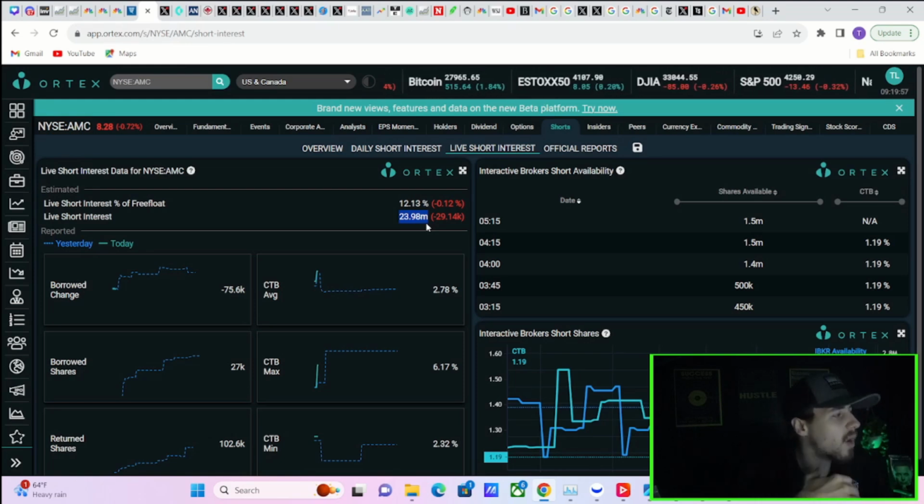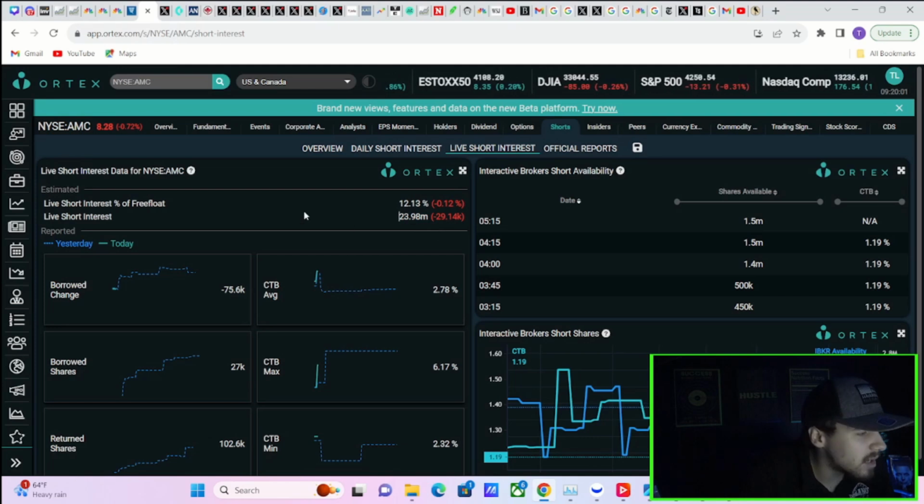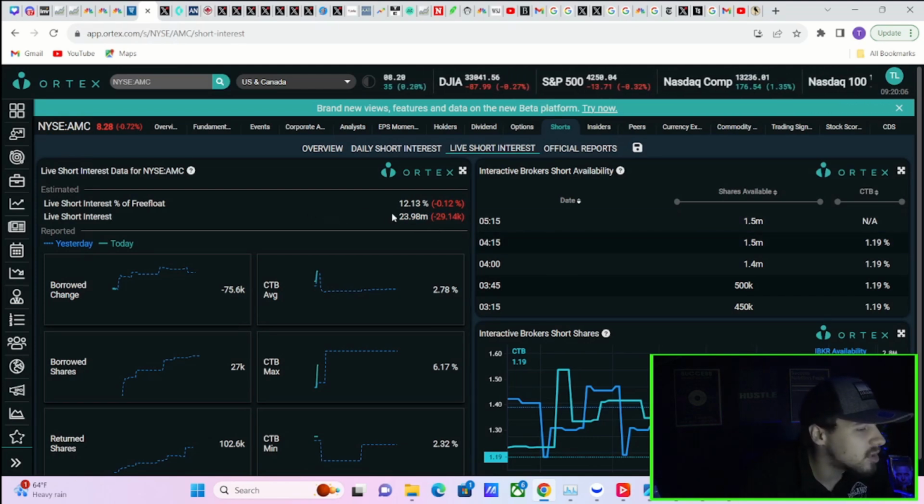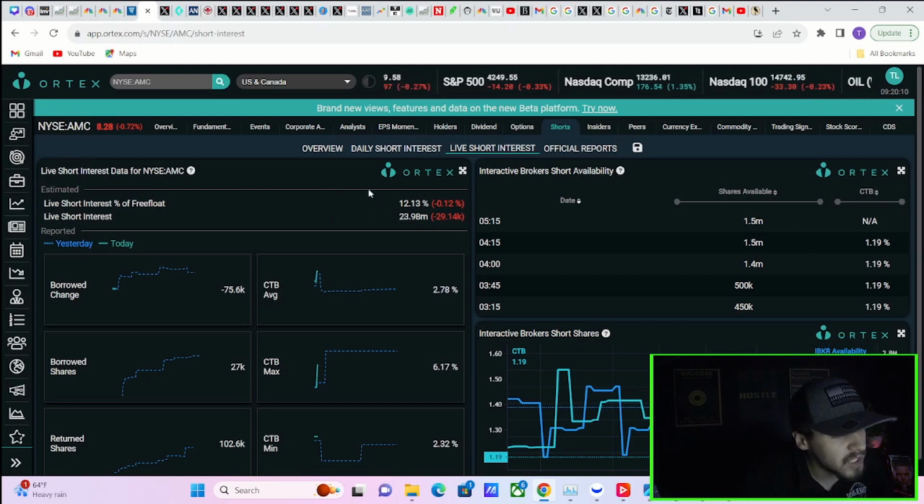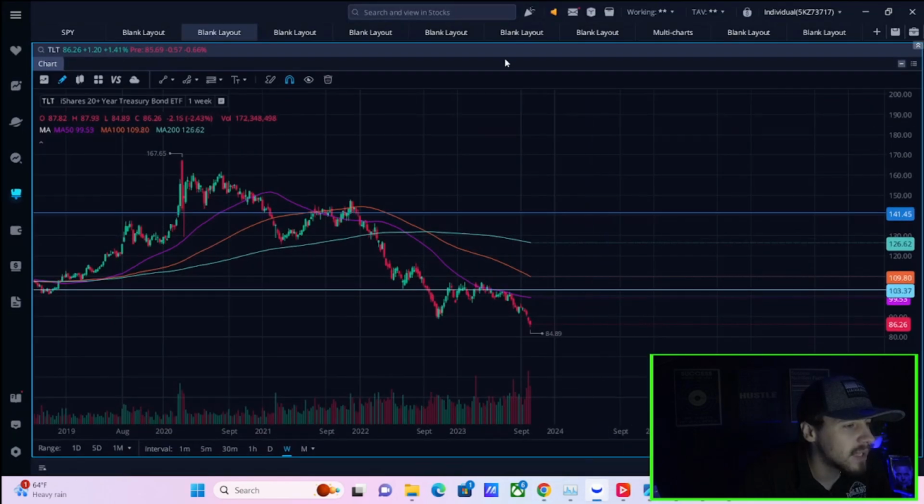And there's quite a gap now. So to see a couple million more shares that are actually sold short would not surprise me. Looks like about 29,000 shares are getting reduced from that number today. If you take a look at the cost to borrow, the average is at about 3%, the max at about 6%, and the minimum at 2.32%, guys.